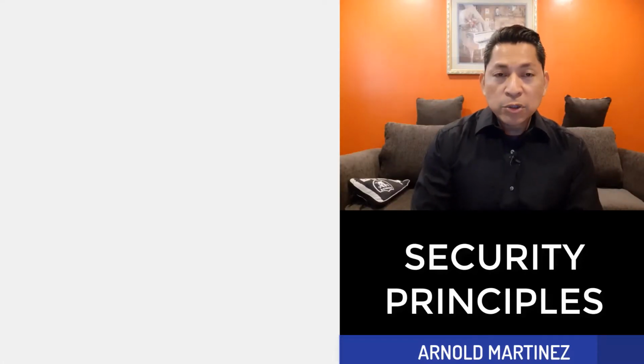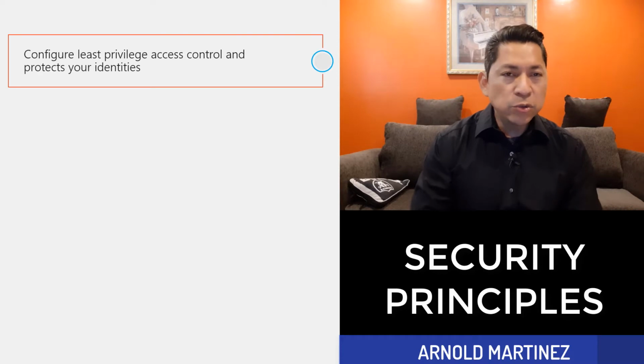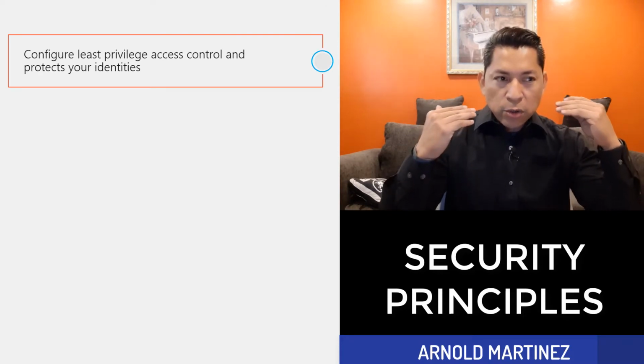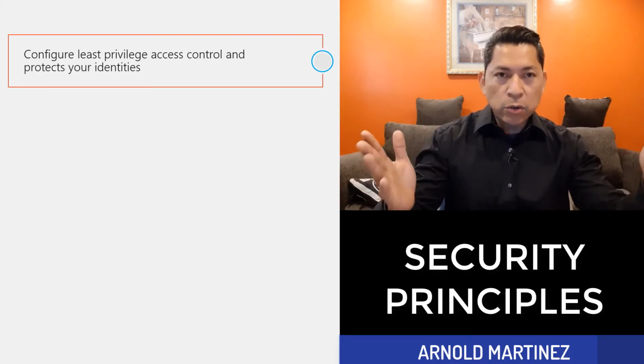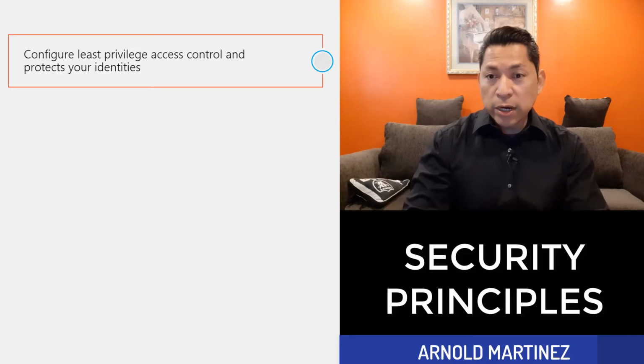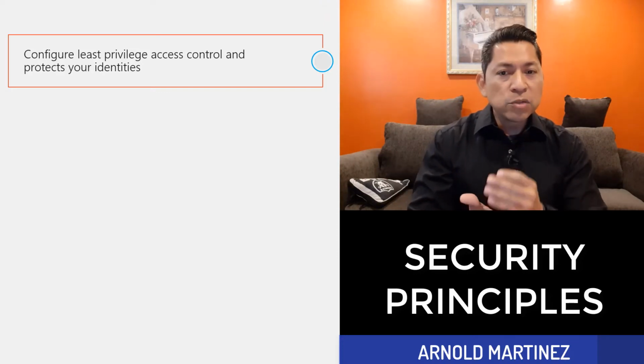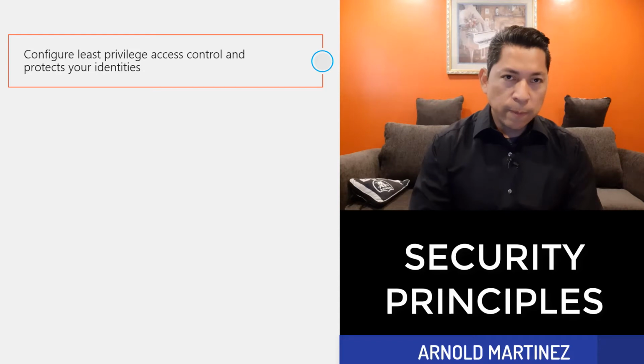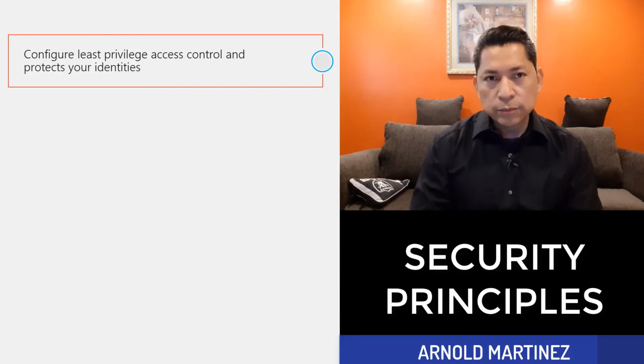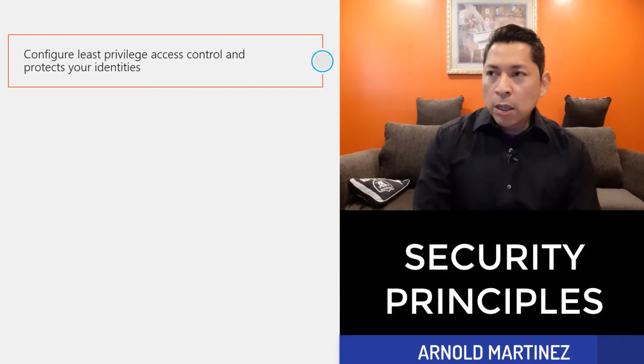So let's go through these 5 principles that I'm going to share with you related to your security strategy. The first one is that you have to have the mindset in your organization and your security strategy to configure least privileged access control and protect your identities. What do I mean by this?